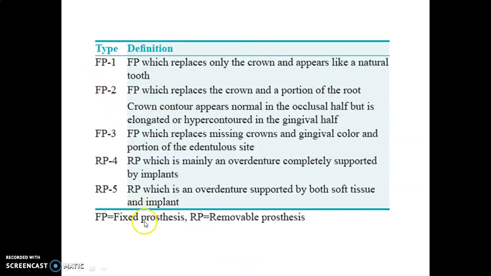Now understand this classification. FP stands for fixed prosthesis, RP stands for removable prosthesis. FP1 means it replaces only the crown. FP2 means it replaces the crown and a portion of the root. FP3 means it replaces the missing crown, gingival color and a portion of the edentulous site also. Very important classification given in your notes. RP4 means a removable prosthesis which is mainly an overdenture completely supported by implants. RP5 is a removable prosthesis which is an overdenture supported by both soft tissue and implants.